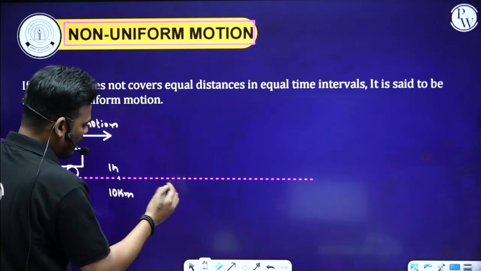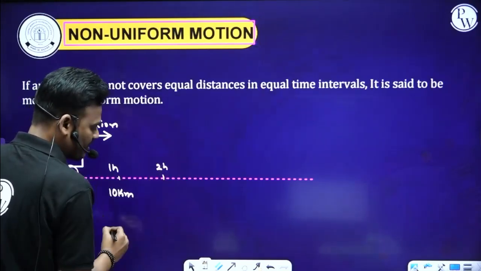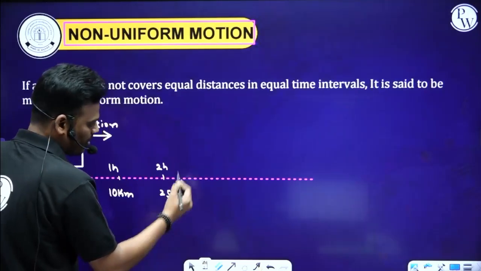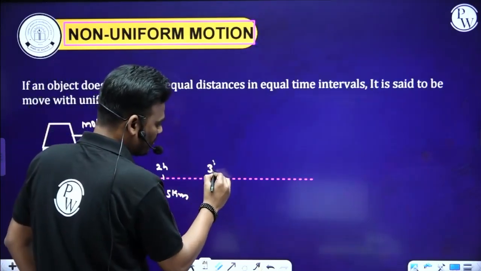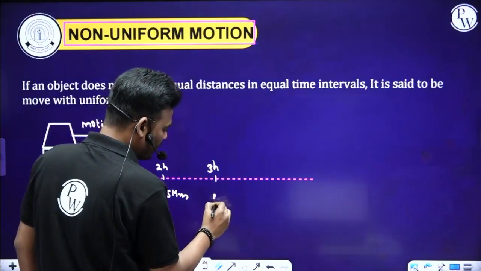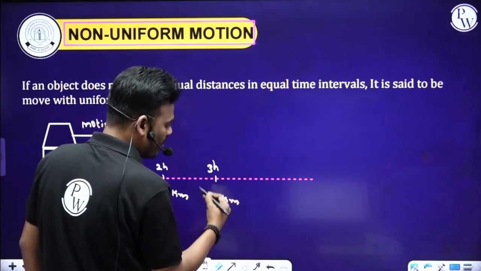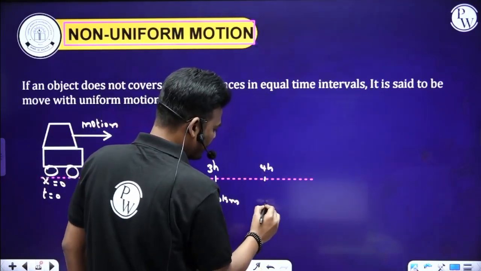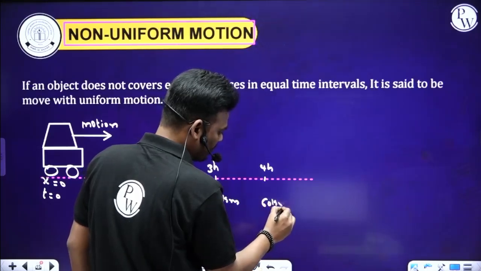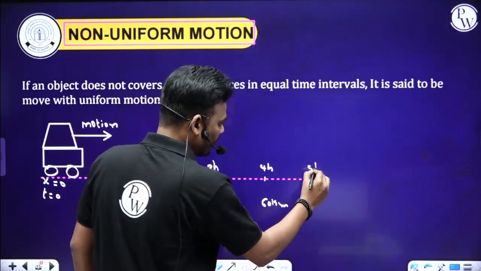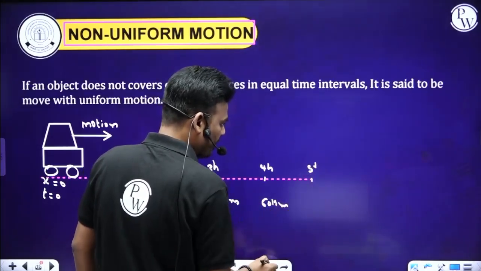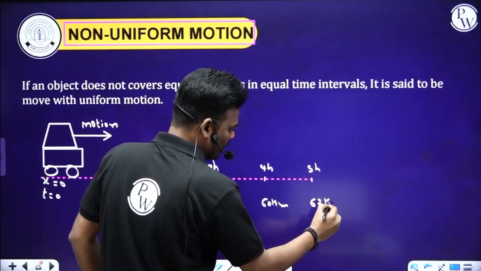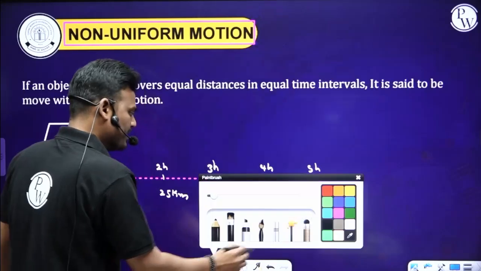After another hour, that means 2 hours, it has covered 25 kilometers. After the third hour, it is 30 kilometers. And at the fourth hour, the distance is 60 kilometers. And at the fifth hour, the distance is 62 kilometers. So here you can see the time interval.